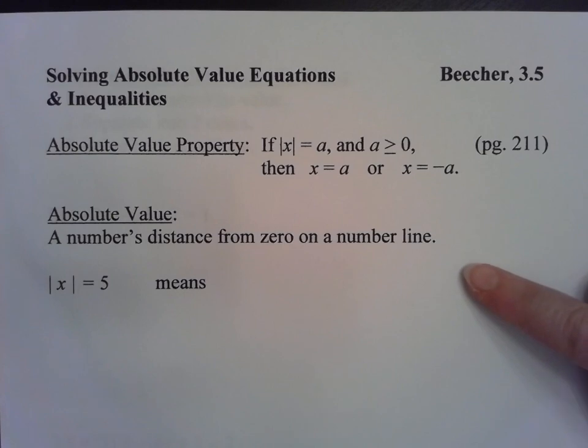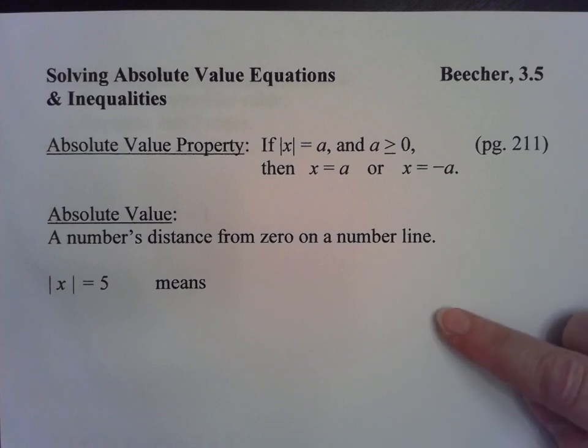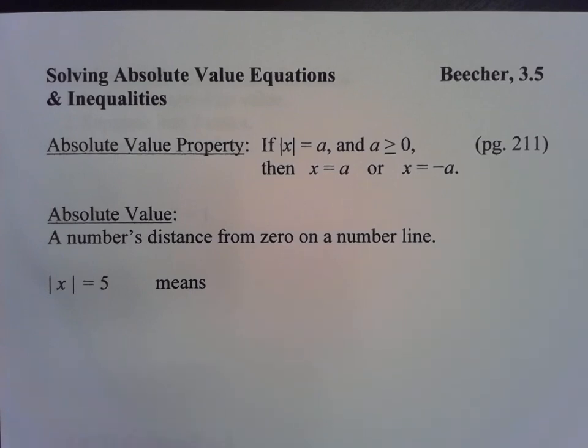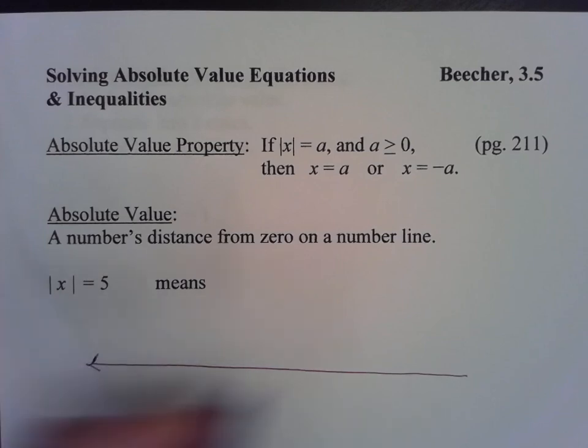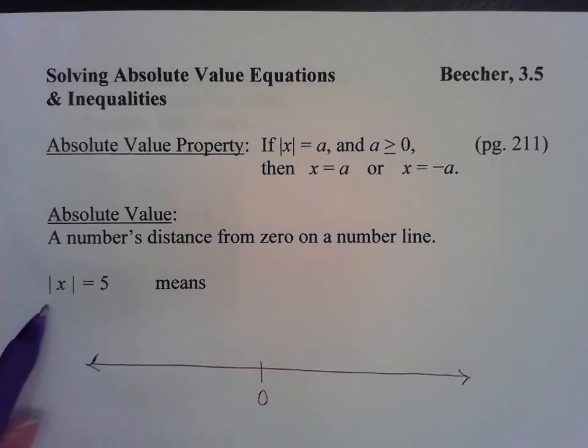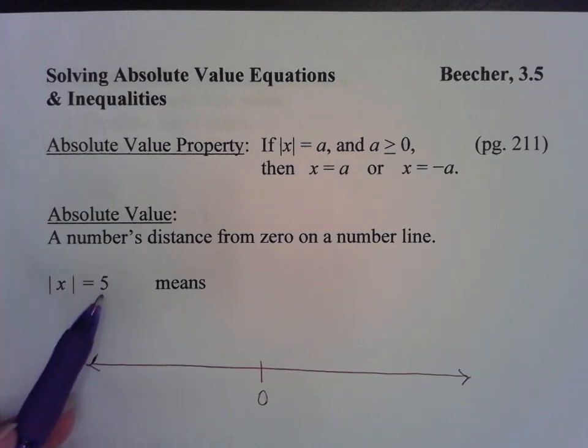I like to use the definition for absolute value. This is a number's distance from zero on a number line. And I usually just start out with a really simple example just to demonstrate that to you. So if you were to draw a number line, here's 0 in the middle. This equation says I'm looking for numbers that are 5 units away from 0. Right? This 5 is a distance.